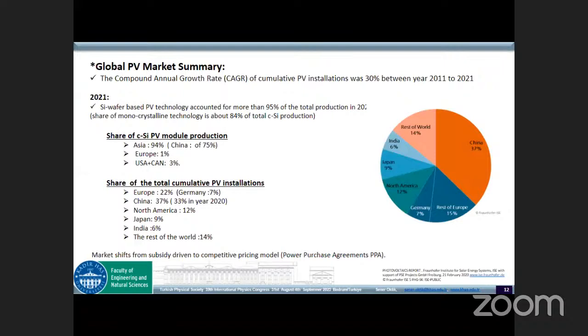And who is producing and who is using it? As you can see, Asia is producing most of it, 94%, with 75% of it in China. Europe is not producing photovoltaics anymore, only 1%. US and Canada is 3%. When you look at installation, Germany is only 7%, Europe is 22% in total, but China is again taking the lead here.